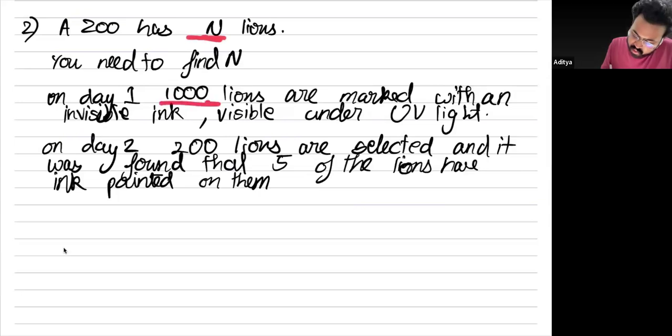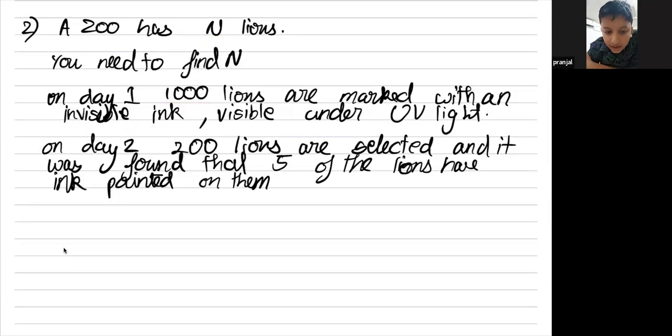I'll repeat the key figures. There are n lions, 1000 lions are selected, and they all are marked with invisible ink. Can the answer be very, very big? The answer is going to be big. This type of method is used to figure out population estimates for very big quantities.